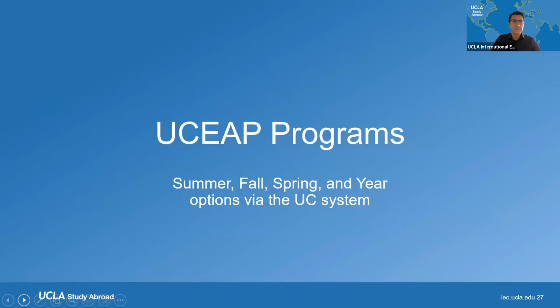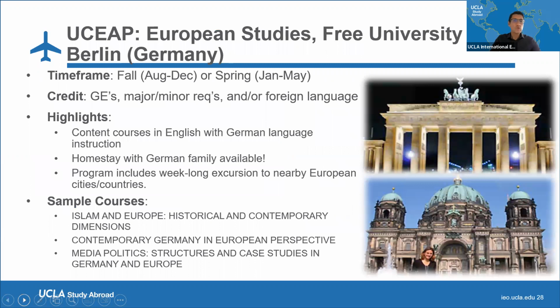Okay, lastly, the other program that we advise for is UCEAP. It's a system-wide operation. So that means all the UC students from all the UCs, Berkeley, San Diego, they can all go on this program. You can go fall, winter, spring, summer, or the whole year. So here is one sample program. So again, these are the ones that have very strong offerings in political science.